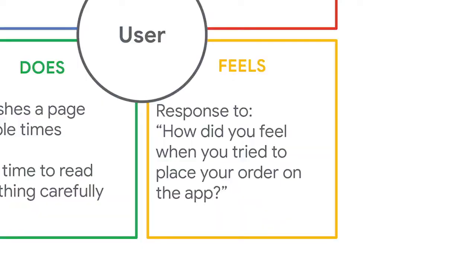You can directly ask Simone what she's feeling during the interview, so long as it's done in an open-ended way. For example, you might notice that Simone seems annoyed about navigating in one part of the app. So ask her a question about how she's feeling. For example, how did you feel when you tried to place an order on the app? After the interview, fill in the feel square with these observations.